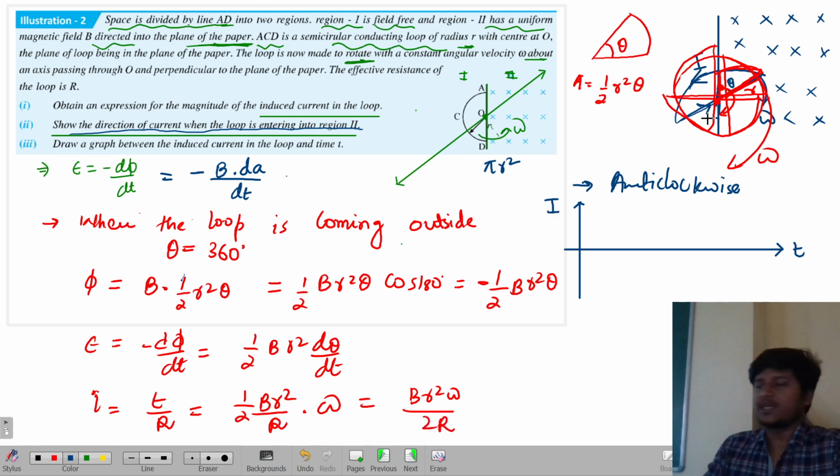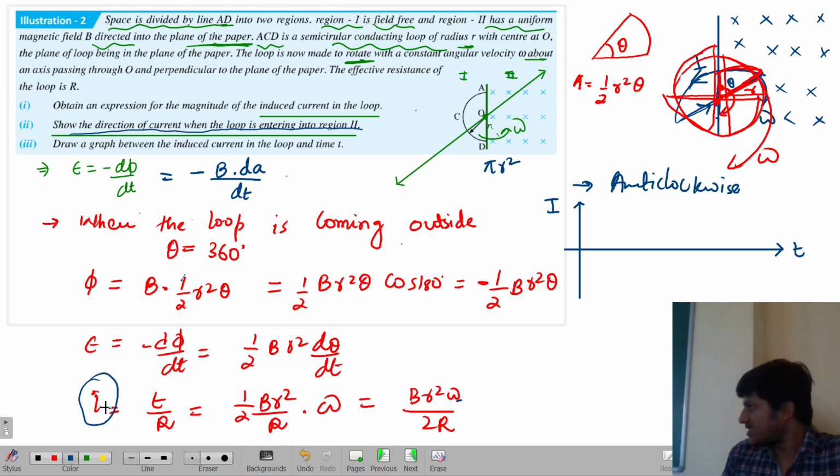So now look over here. Try to understand: B R square omega divided by 2R. Here, omega is a constant term, yes or no? R is a constant term. Magnetic field is also constant, and 2 and radius R are also constant. Right or not? So all are constant over here. That means sometimes you will get a constant current and sometimes it will be 0, or not? Tell me yes or no. Why?